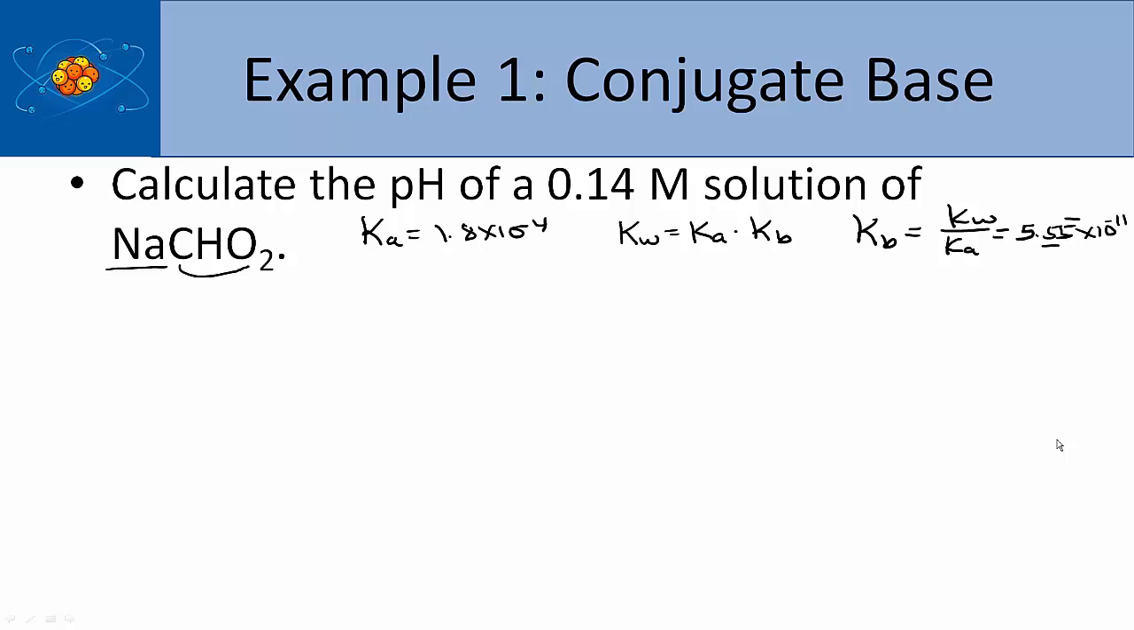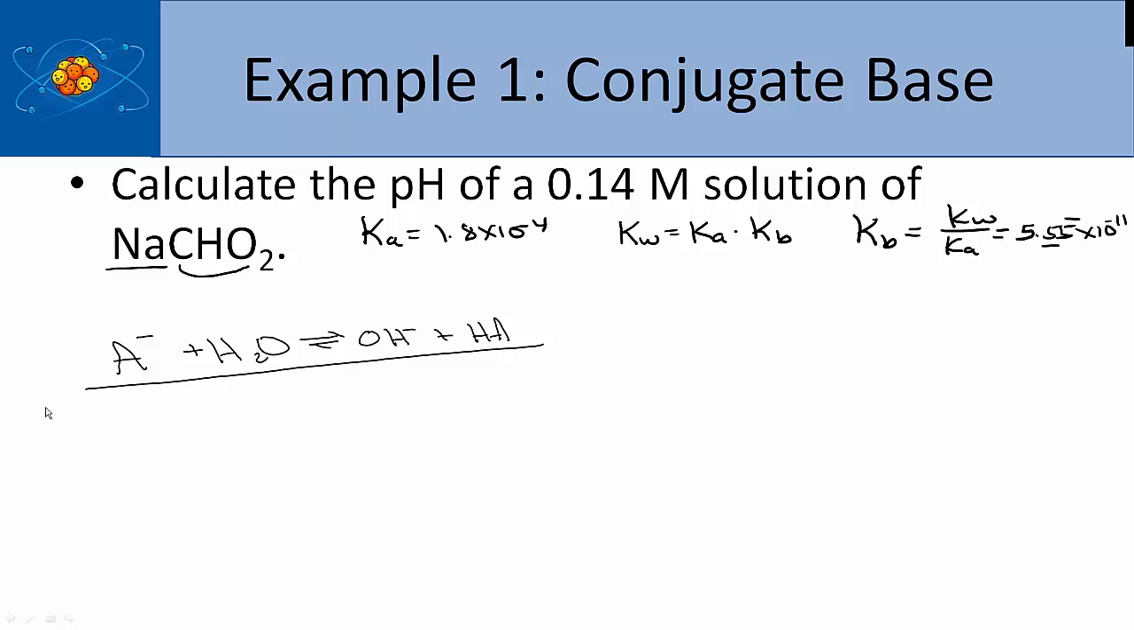So now we have to start with our reaction. We know we're dealing with the conjugate base of the weak acid formate, so I'll go ahead and start with A minus. So we start with A minus plus H2O in equilibrium. Again, Bronsted-Lowry definition, I'll get OH minus plus the acid of that conjugate base.